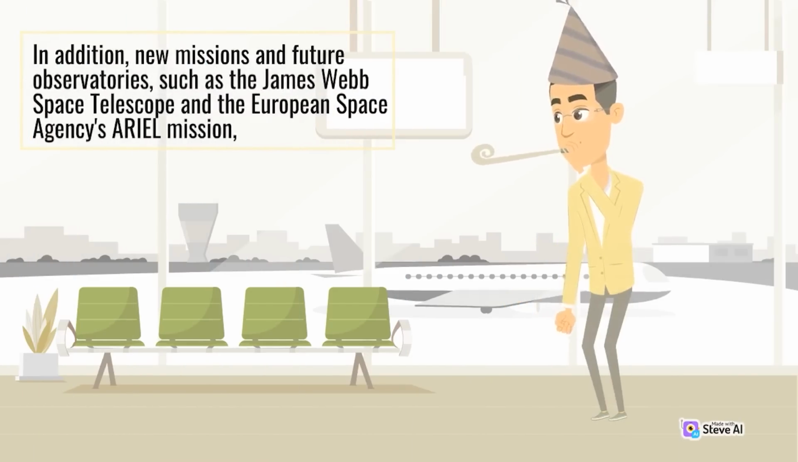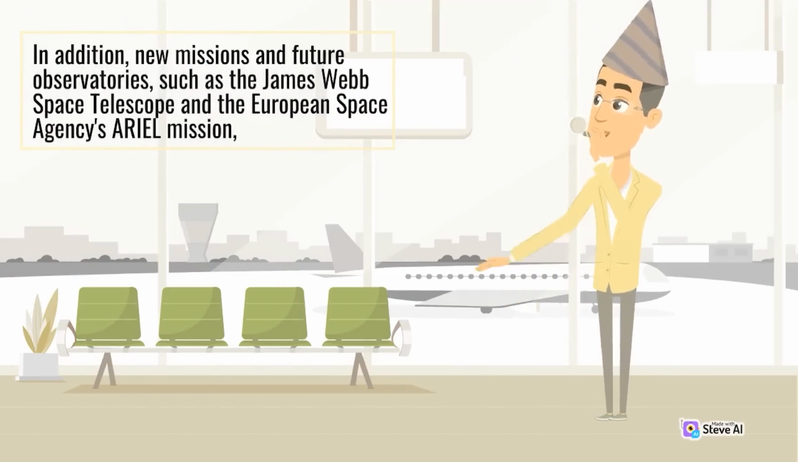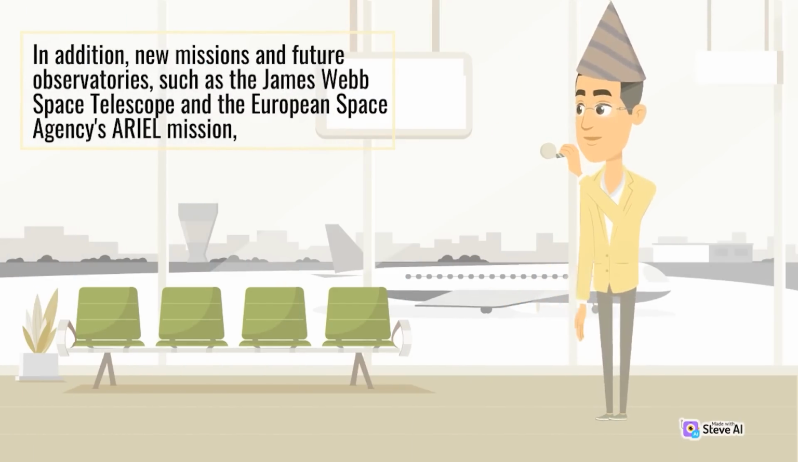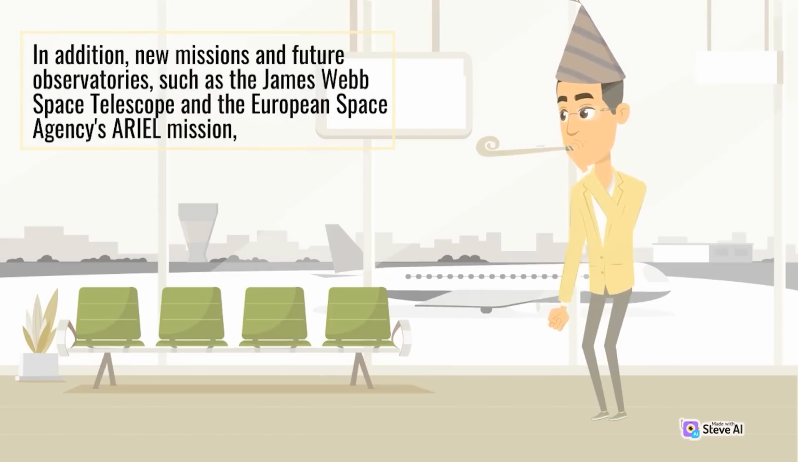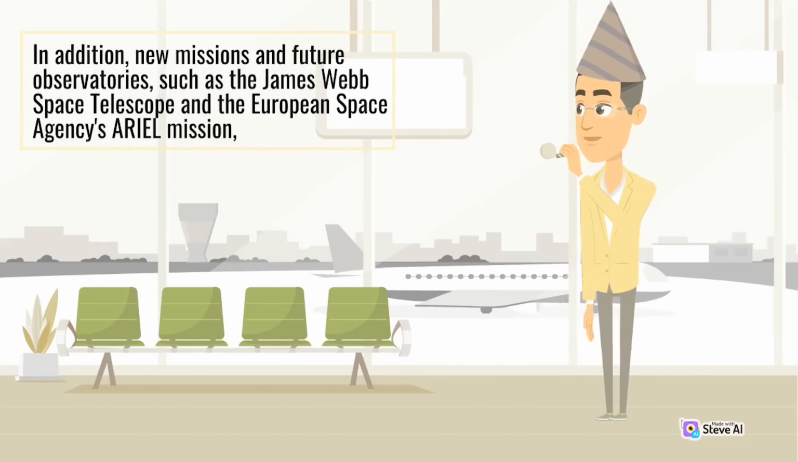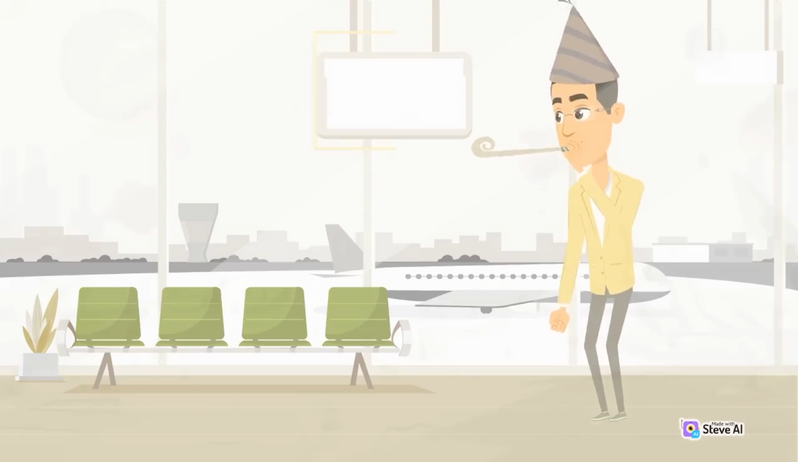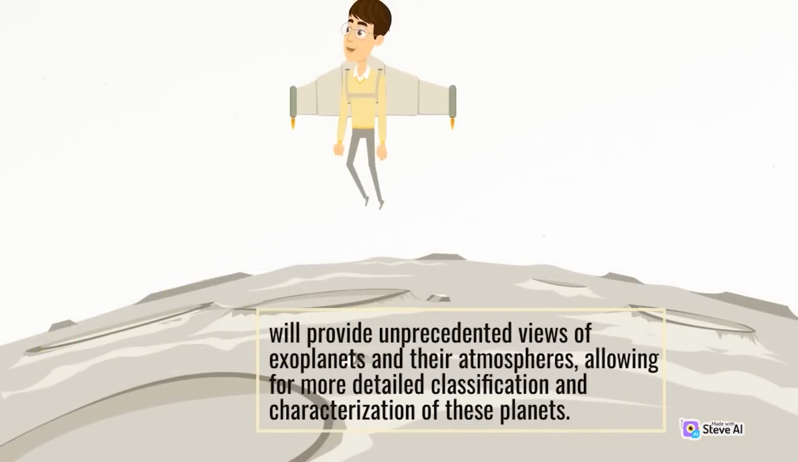In addition, new missions and future observatories, such as the James Webb Space Telescope and the European Space Agency's Ariel mission, will provide unprecedented views of exoplanets and their atmospheres, allowing for more detailed classification and characterization of these planets.